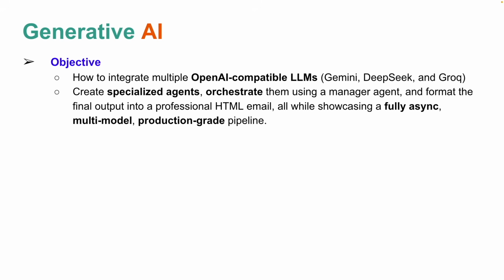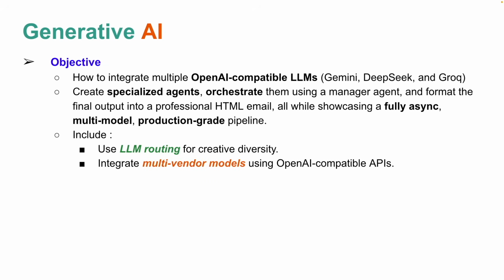So this is the same concept we are taking from the previous section, but here we will show a fully async multi-model production grade pipeline. This will include a couple of things. Very first, use LLM routing for creative diversity. This is the outcome of this particular section. You will learn how you can use LLM routing for creative diversity, where you can use multiple LLM models. We will integrate multiple vendor models using the OpenAI compatible API, which is the OpenAI SDK. Multi-vendor, yes, definitely we are going multi-vendor. We are going to use Gemini, DeepSeek, Groq, OpenAI, right?